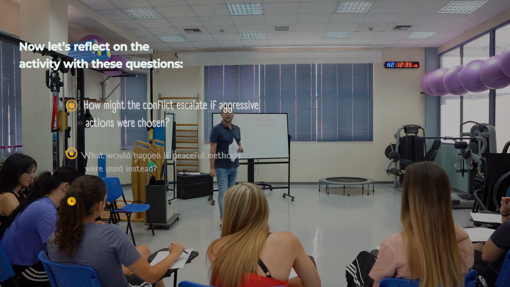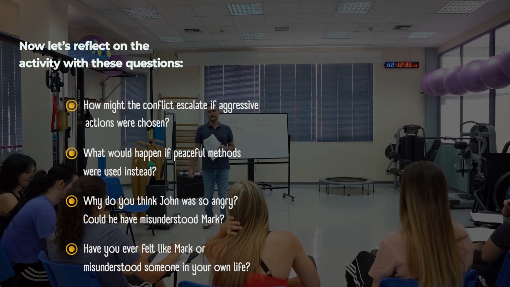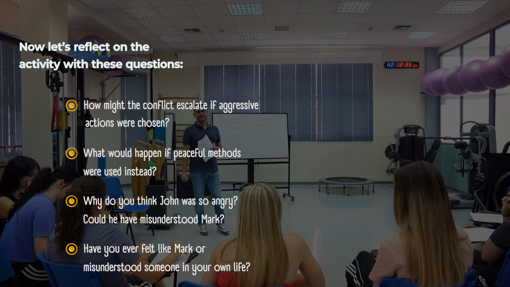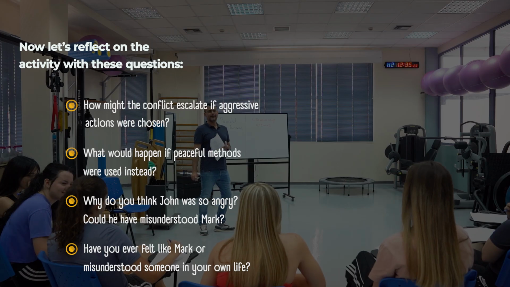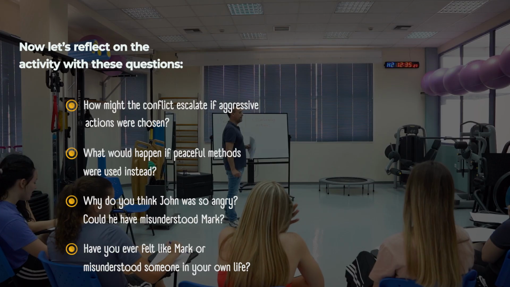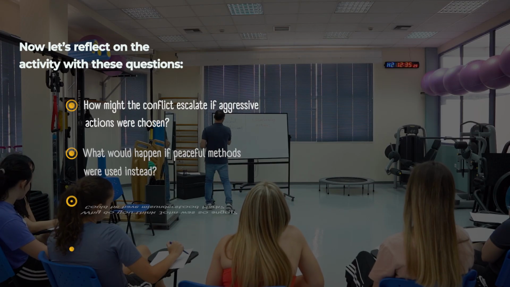Now let's reflect on the activity with these questions. How might the conflict escalate if aggressive actions were chosen? So, what would happen if peaceful methods were used instead? Why do you think John was so angry? Could he have misunderstood Mark? Have you ever felt like Mark or misunderstood someone in your own life?